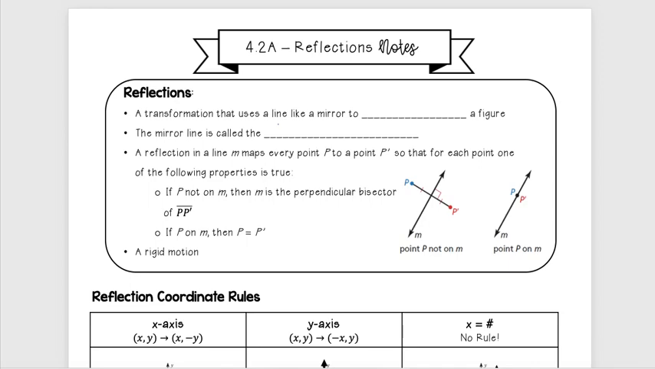Hello everyone. So today we're going to be continuing talking about transformations, and for this one we're going to be learning about reflections. A reflection is just a transformation that uses a line like a mirror to reflect a figure. Just like when we look in the mirror, that's really our reflection. We're going to be doing the same type of thing, but with figures on a coordinate plane. We're going to reflect them across a line. And that mirror line is called the line of reflection.